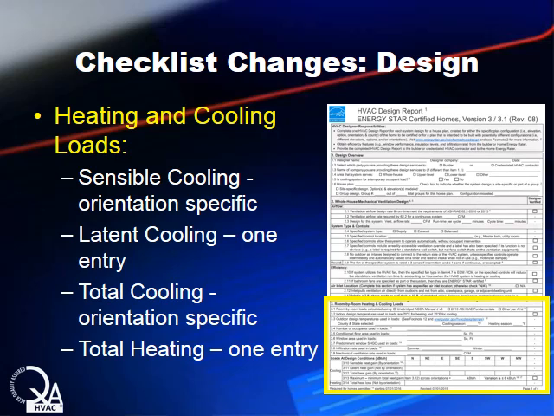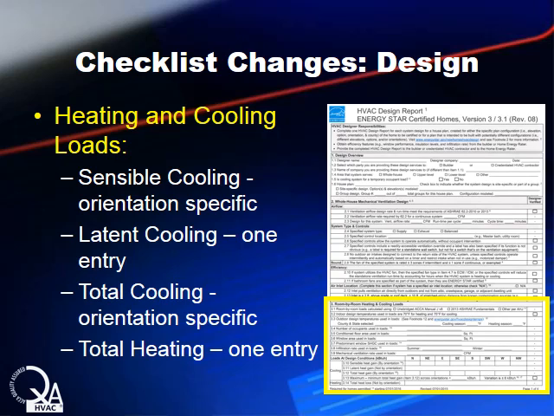If this is a production model and it's going to be in this development facing this direction, or it might be around the corner or across the street, and I have multiple orientations, then you need to have the sensible cooling for each of those orientations. When it comes to latent cooling loads, well, latent is not impacted by the orientation of the home, so there's just one entry for that.